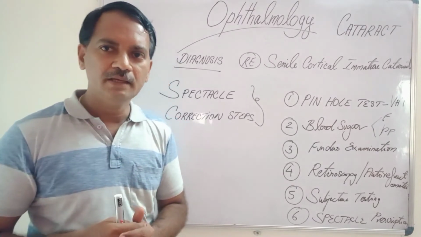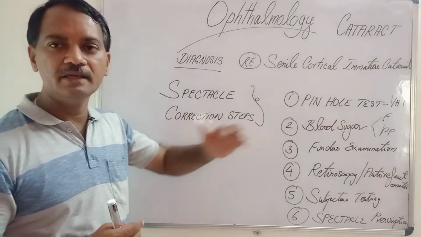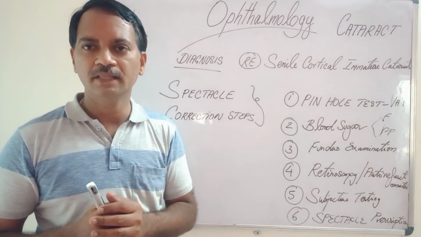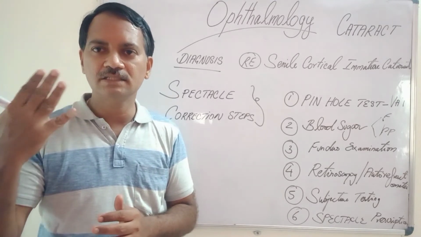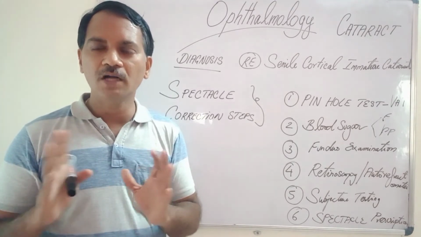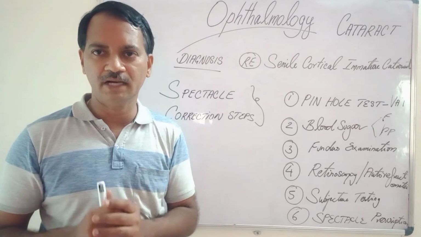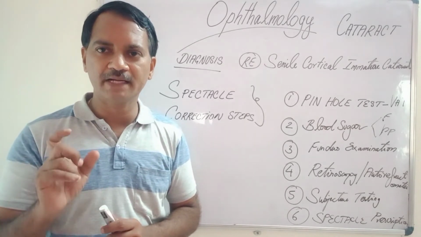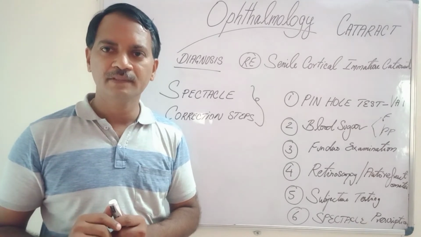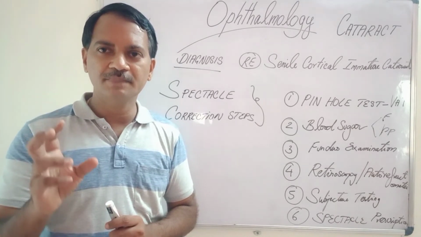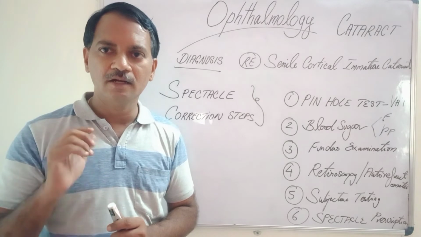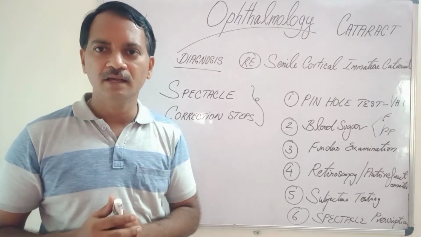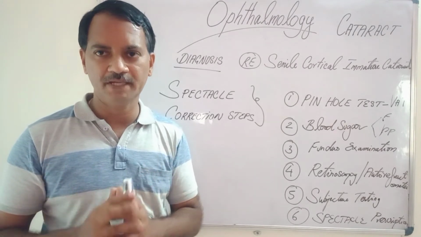Suppose the blood sugar level is very high, more than 200 milligrams percent, then the increased blood sugar level will alter the refractive power of the eye. In such a status, if you prescribe spectacles for a person, then when the patient's blood sugar level comes to a normal limits level, the glass you have prescribed may not give good vision for the patient.